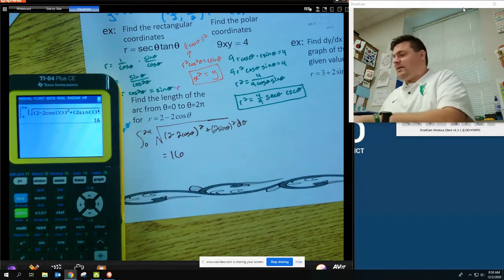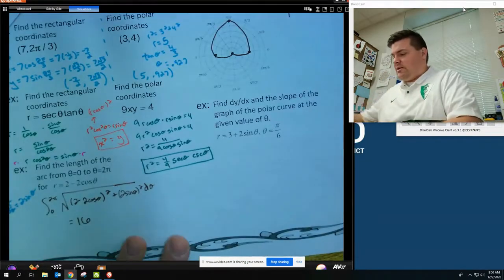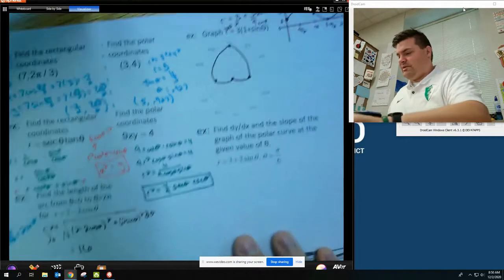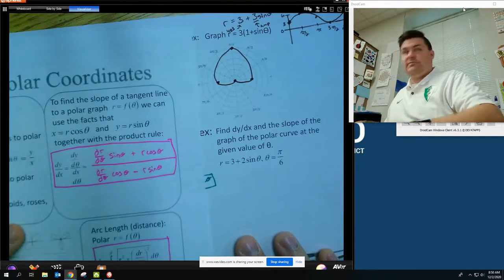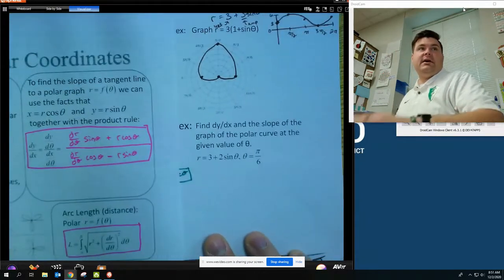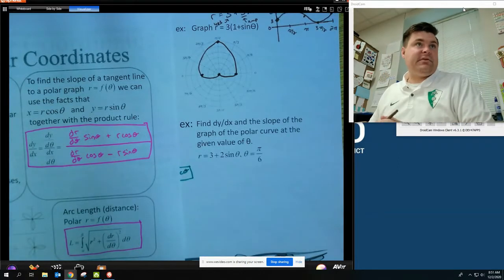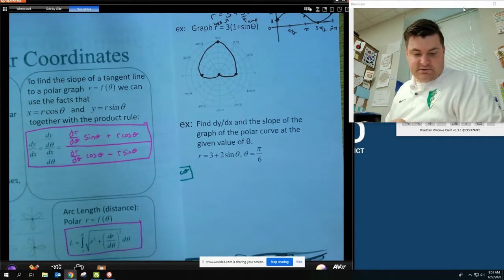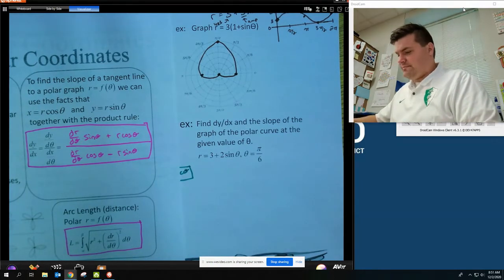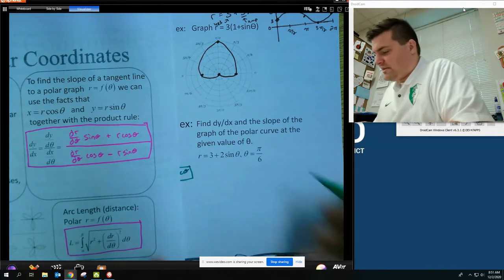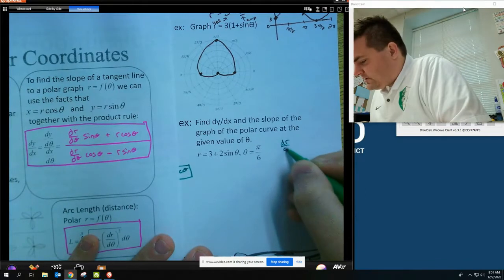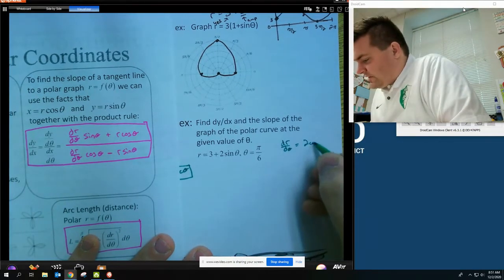Okay. Last one here is we're going to find dy dx. So that formula that we have to use, which is going to be right there. We use the formula of the graph. And then we're going to plug in a pi over 6. Okay. So here we go. So first off, what's dr d theta? Because I'm going to need to plug that in. So dr d theta is going to be 2 cosine theta.